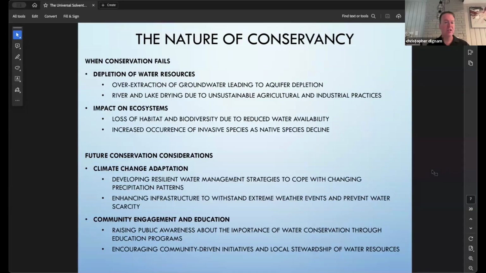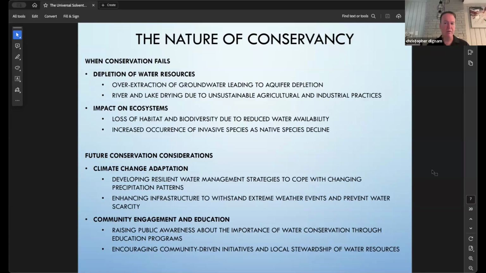There are times when conservation fails, and what does that look like? Over extraction of groundwater. Here in the United States, there are places out in the western part of the United States, even a city like Las Vegas and around there, where the groundwater has been depleted, or rivers, Colorado River. These rivers are drying up. And what happens then to cities and those ecosystems?